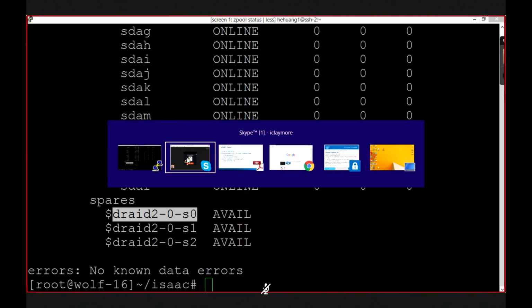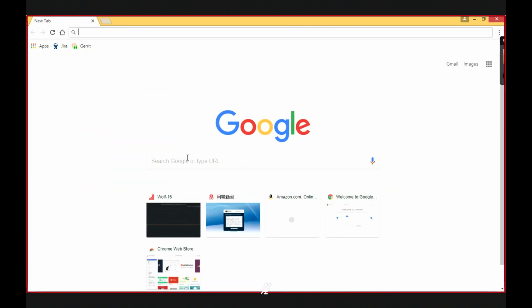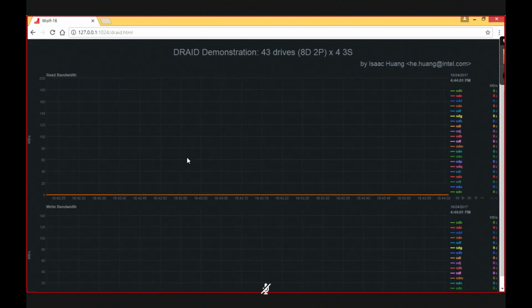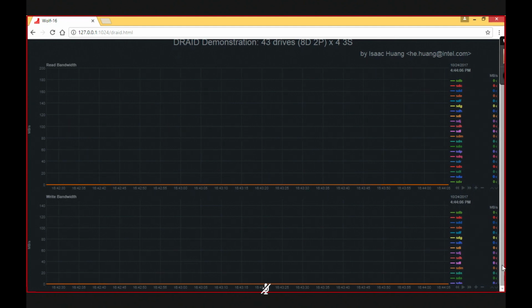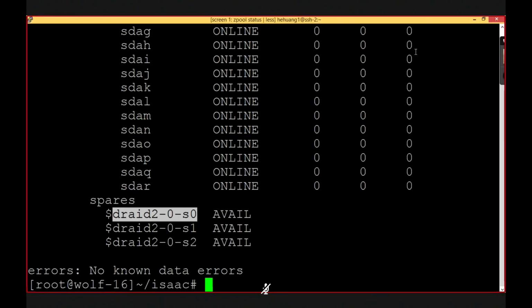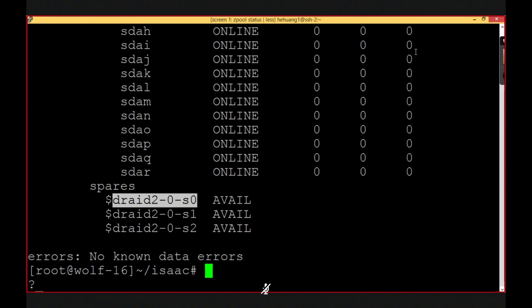Now before I start the actual rebuild, I'm going to use this tool to show the read and write throughput of all the drives. So this is a live I/O visualization. The graph on the top shows the read throughput in megabytes per second for all the 43 drives in individual lines, and the bottom graph shows the write throughput of all the individual drives. So currently there is nothing going on yet. So now I'm going to offline 1 drive, SD.